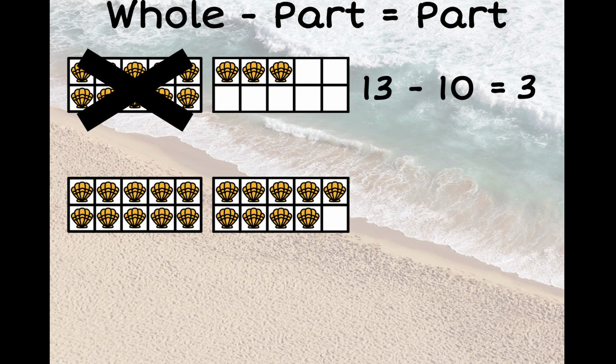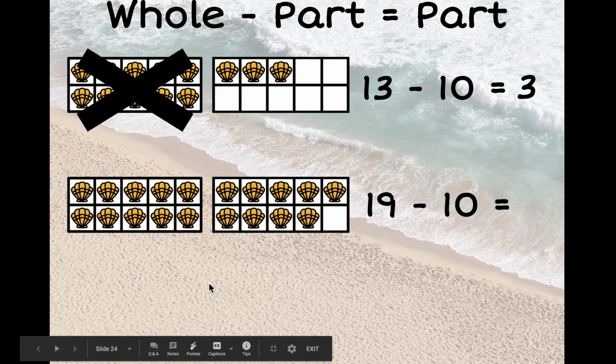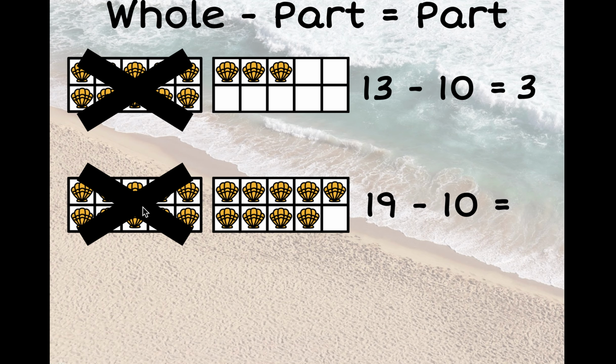Let's look at it down here. That is 19, okay? So if I have 19, take away 10, I'm going to do the same thing. I'm not going to count back. I'm not going to drive myself nuts. I'm just going to cross out that 10 frame. Boop-a-doo. What's left? 9. Okay?